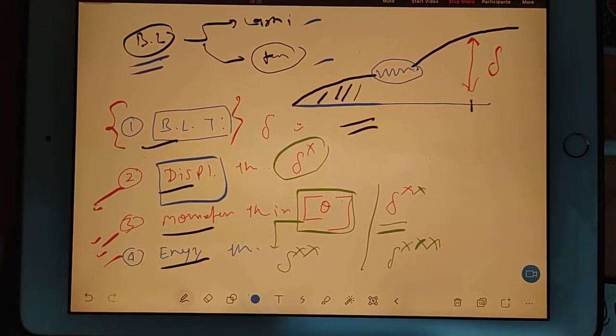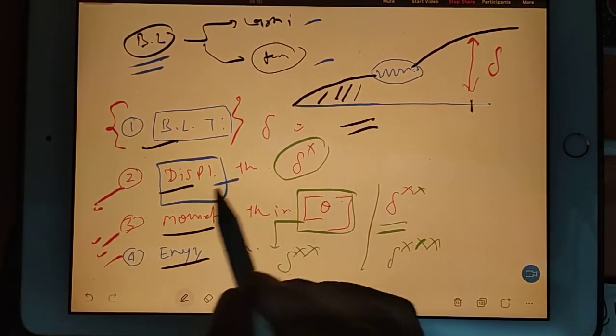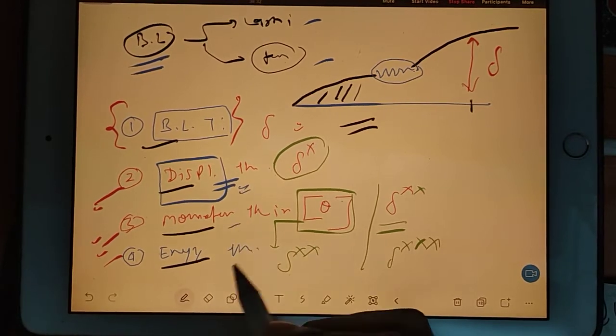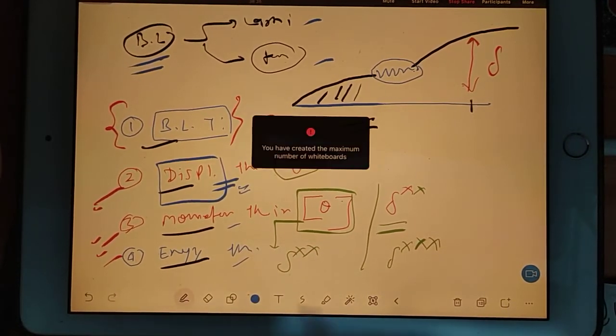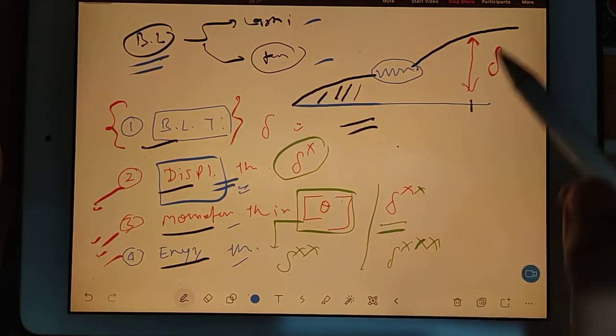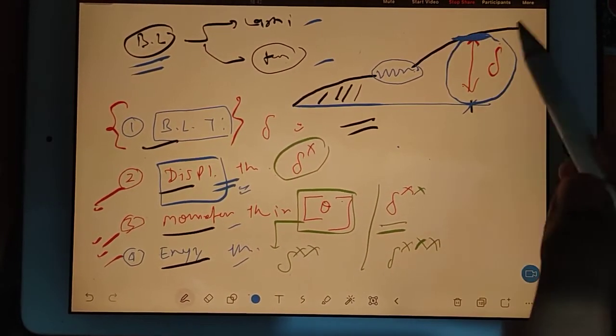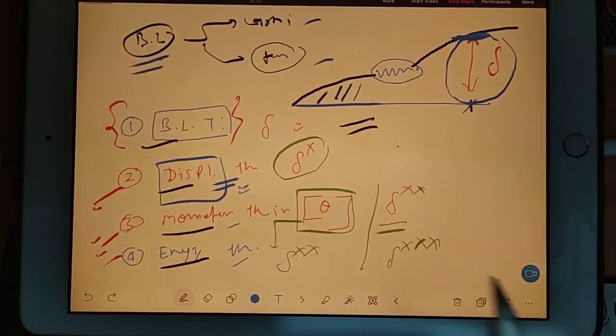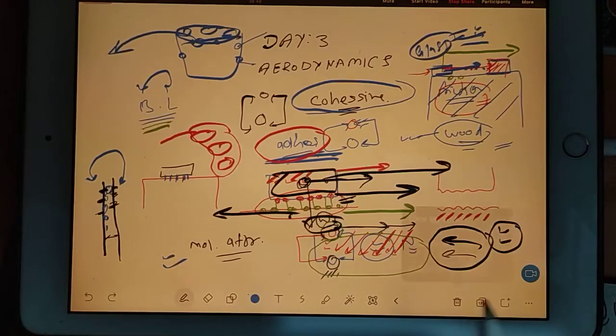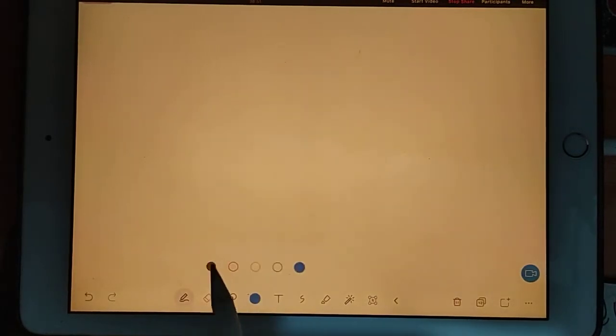We will talk about displacement thickness. Actually, if this thickness is clear, these two will be clear automatically. So what is boundary layer thickness? It is clear. Physically you can see, okay, this much from the surface, at this much distance you have the boundary. Okay, now we are going to understand displacement thickness. Actually, what is displacement thickness?